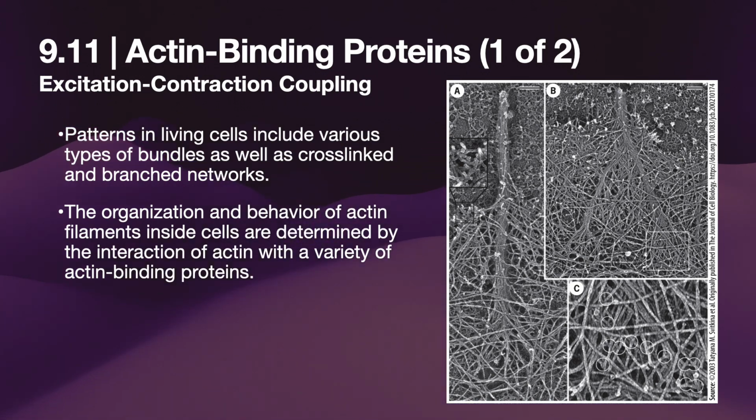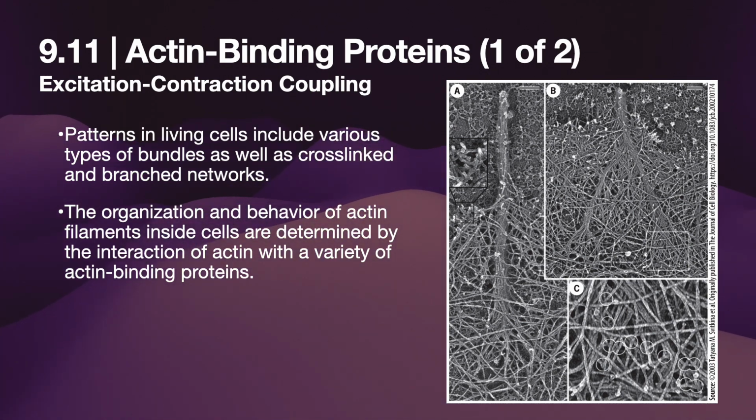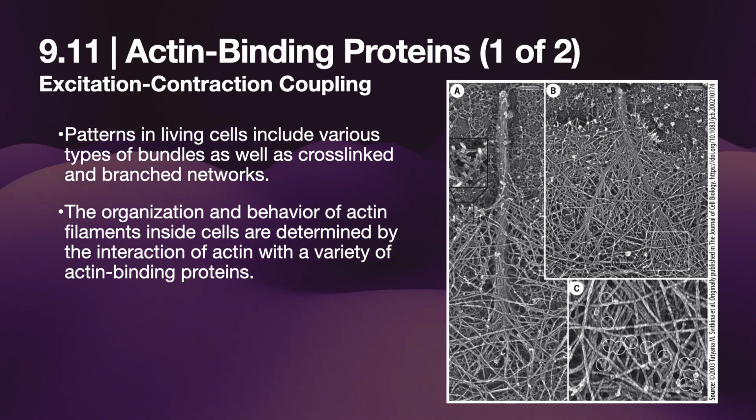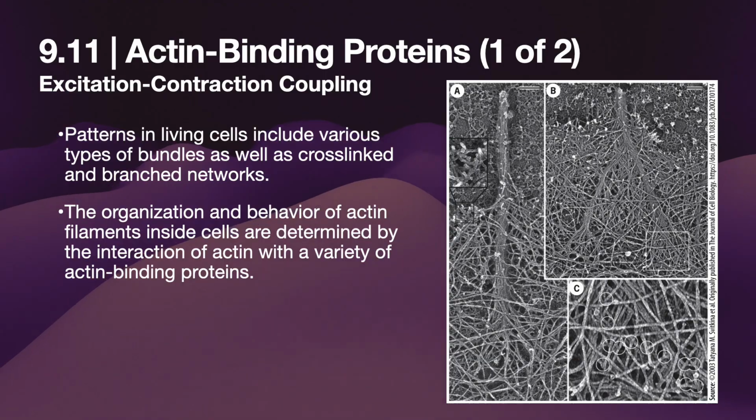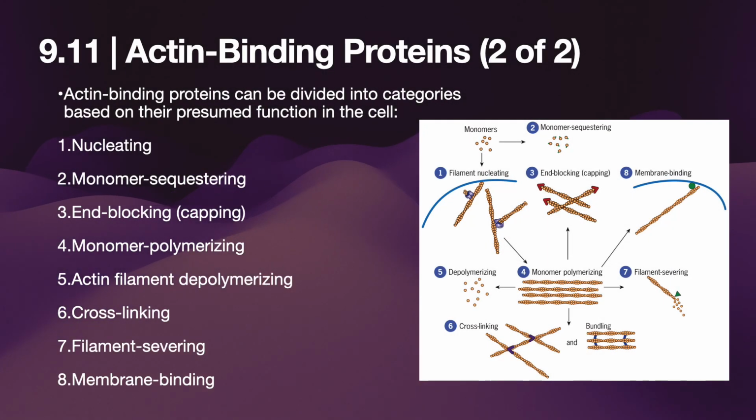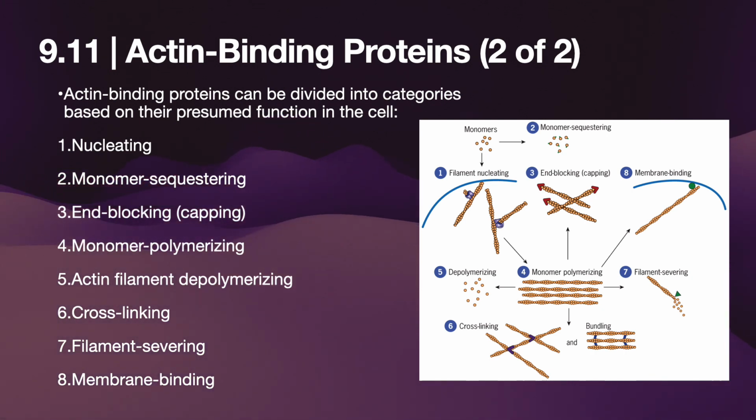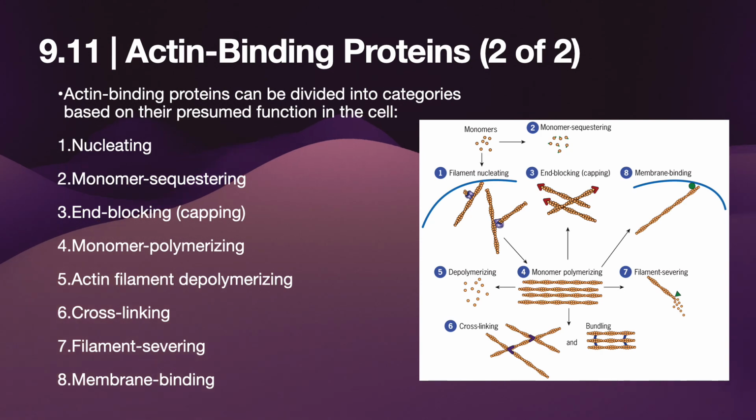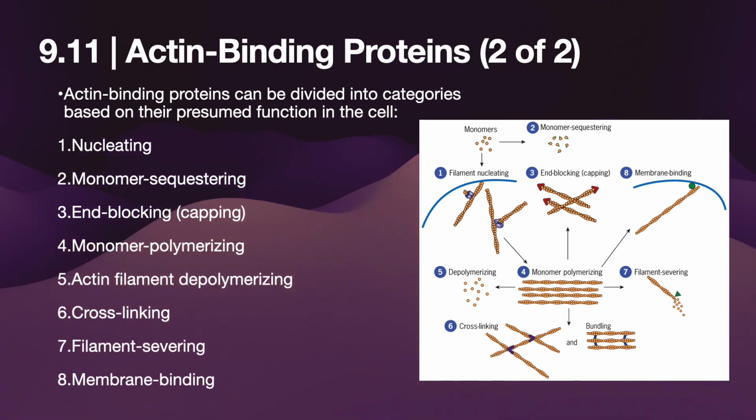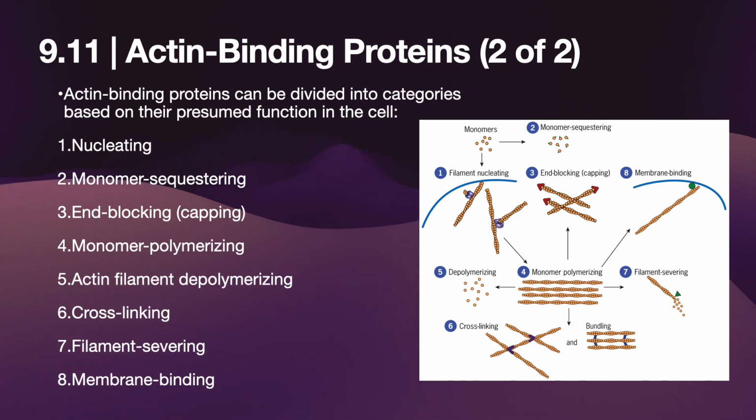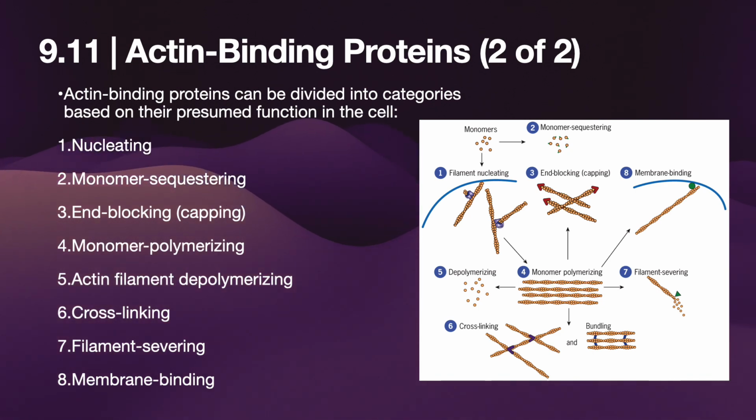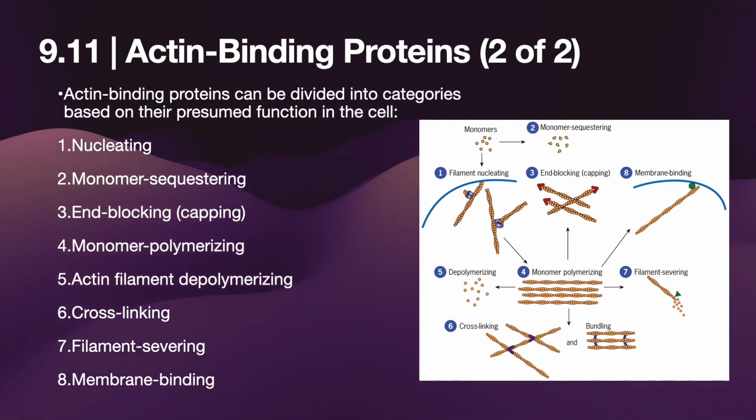Patterns in living cells include various types of bundles as well as cross-linked and branched networks. The organization and behavior of actin filaments inside your cells are determined by the interaction of actin with a variety of actin-binding proteins. They can be divided into categories based on their presumed function in the cell. You'll see this figure on your right, and it is indicated in this slide. Nucleating, monomer sequestering, end blocking or capping, monomerizing, polymerizing, actin filament depolymerizing, cross-linking, filament severing, and membrane binding.